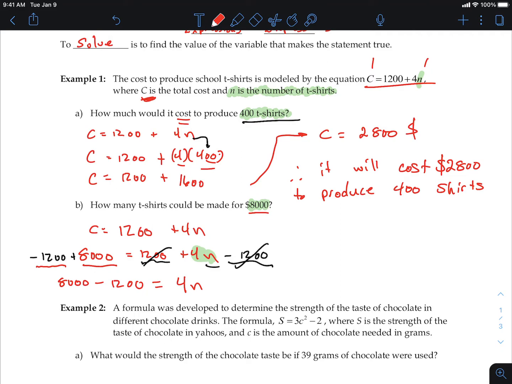So what is 8,000 minus 1200? 6,800. Okay. So we're going to get 6,800 is equal to 4n. We're getting closer. Remember, the goal here is just to get n by itself. Okay, so how do I do that?